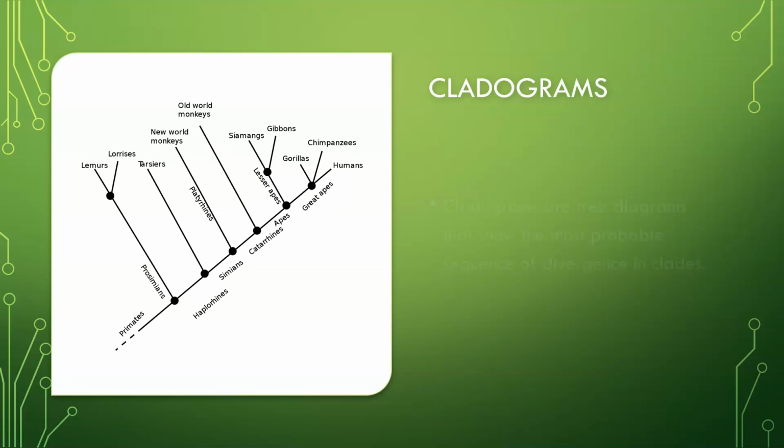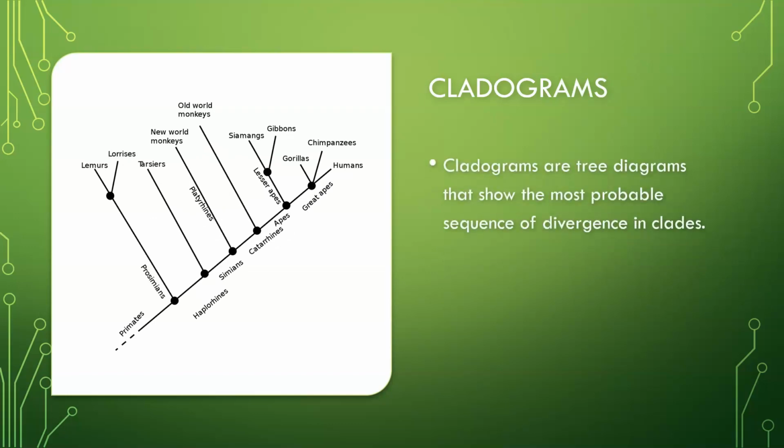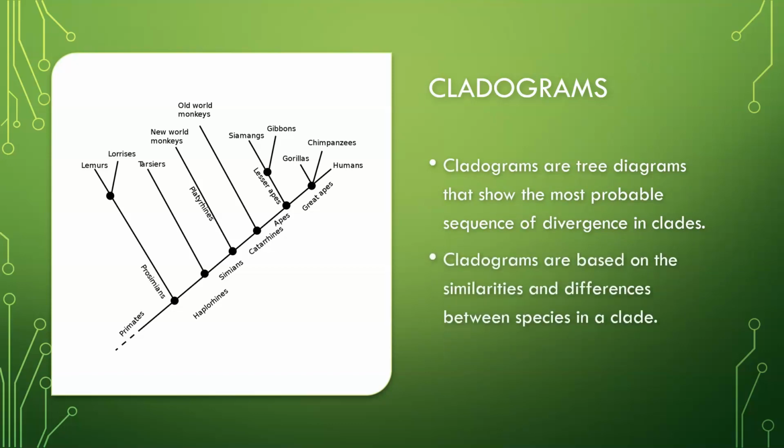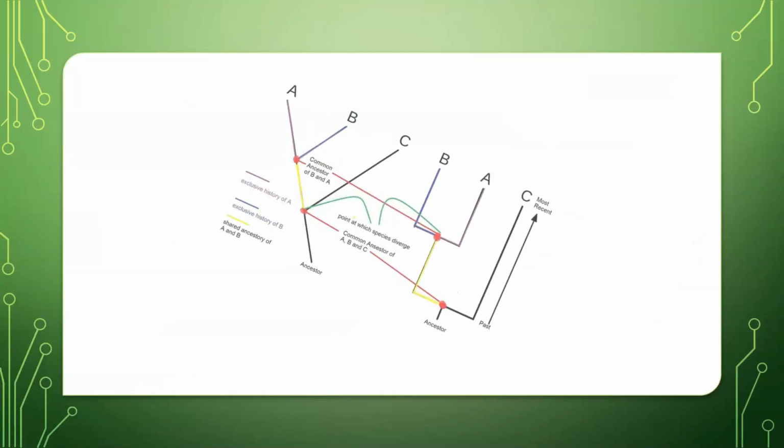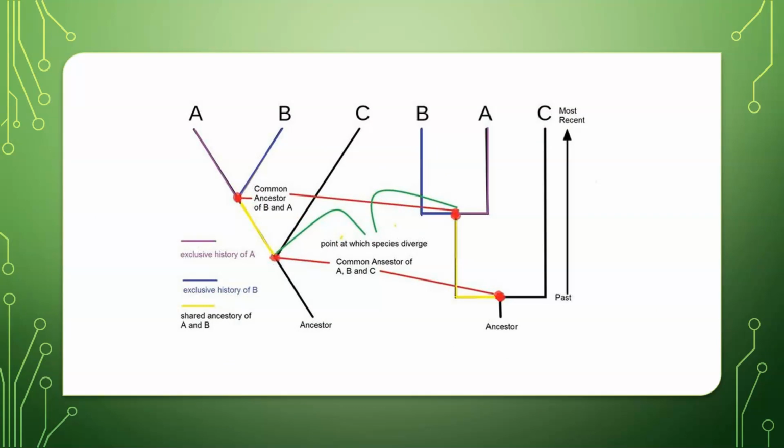Now, cladograms are based on DNA sequencing as well. Cladograms are tree diagrams, as we've just said, that show the most probable sequence of divergence in clades. Cladograms are based on the similarities and differences between species in a clade. We're just showing two different kinds of cladograms here, both of them having those common ancestral points. Our nodes. Just two different ways of viewing it.